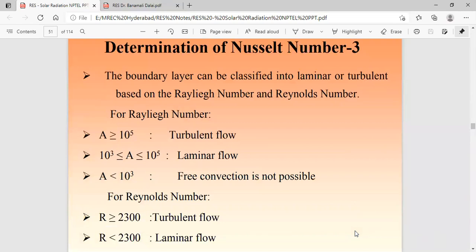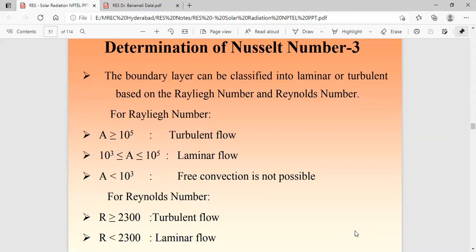The boundary layer can be classified into laminar or turbulent based on the Rayleigh number and Reynolds number. For Rayleigh number, Ra greater than or equal to 10^5 is turbulent flow. Ra between 10^3 and 10^5 is laminar flow. Ra less than 10^3 means free convection is not possible.